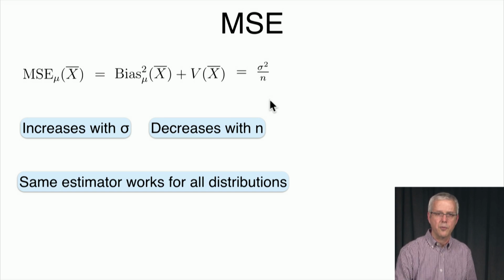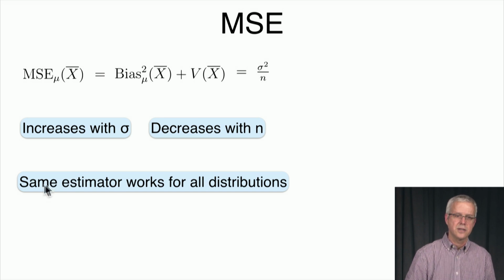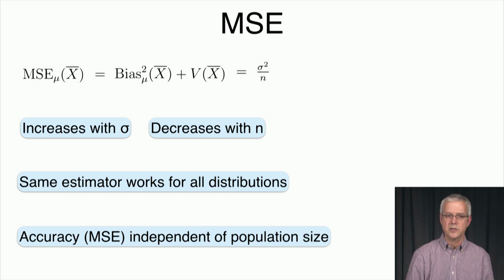And a couple of nice things about this is that this estimator that we have, the sample mean, works for any distribution. We don't care what the distribution is, if it's Gaussian, if it's normal, if it's continuous, if it's discrete. The sample mean works for all distributions. That's one thing that's interesting. And the second thing is that the accuracy that we get here, namely the mean square error, depends on sigma and n, but does not depend on the population size.